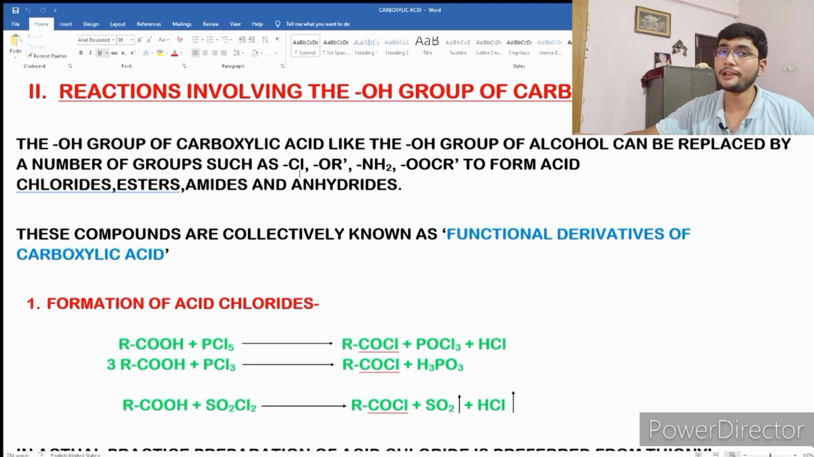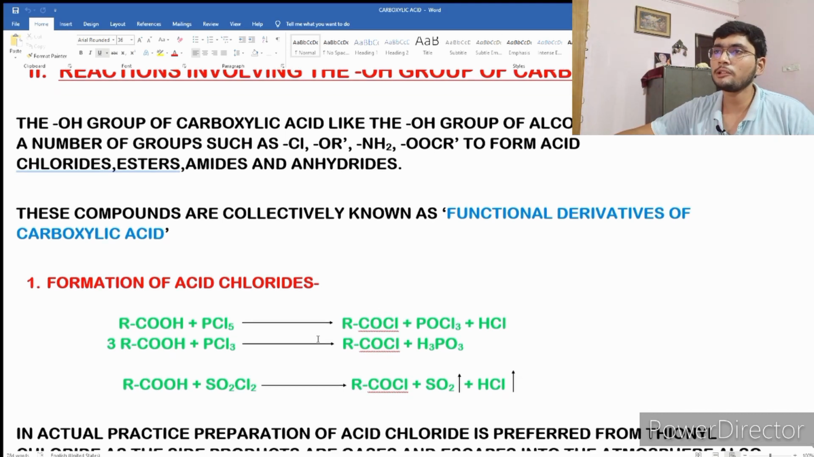acid chloride. When you replace it with the OR group, you will get ester. When you replace it with the NH2 group, you will get amide. And when you replace it with the OOCR group, you will get an anhydride. So basically the acid chlorides, esters, amides and anhydrides are all known as the functional derivatives of carboxylic acids. Let us see how we can form these functional derivatives one by one.